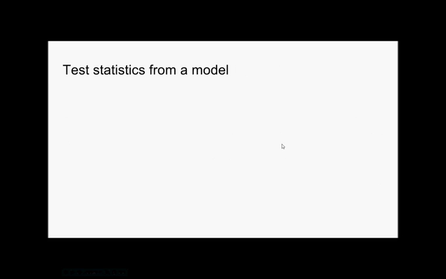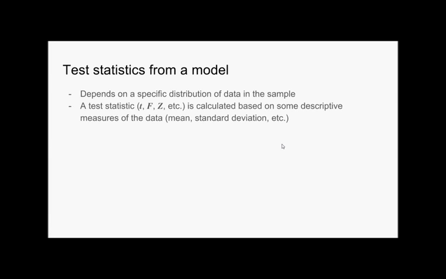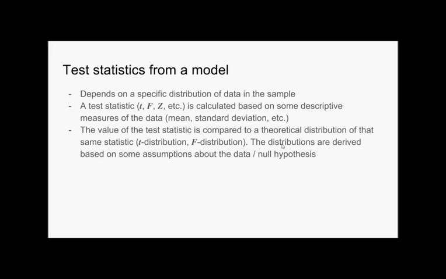So before we go on to the more pragmatic section of this lecture, let's define a few terms. I've been talking a lot about test statistics. What actually is a test statistic? Test statistics are something that you calculate based on a specific distribution of data that you get from your sample. And you might have heard of some of these test statistics before. There's a t-value, an f-score, and a z-score, for example. And these are all calculated often based on descriptive measures of that distribution, such as mean or standard deviation.